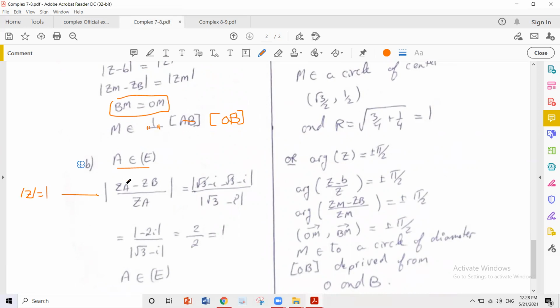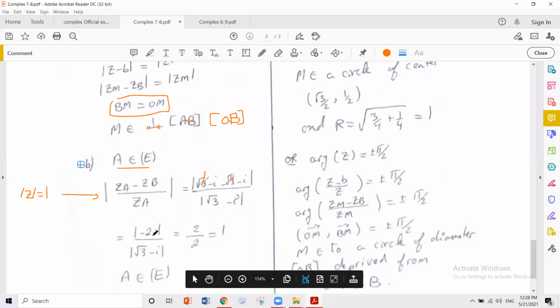يعني modulus of, I need to prove A belongs to this set, ZA minus ZB over ZA, modulus of ZA. So radical 3 minus I minus radical 3 minus I over radical 3 minus I in modulus. See, modulus of minus 2I over radical 3 minus I. The modulus of the numerator is 2, modulus of the denominator is 2, equal 1. So A belongs to E.